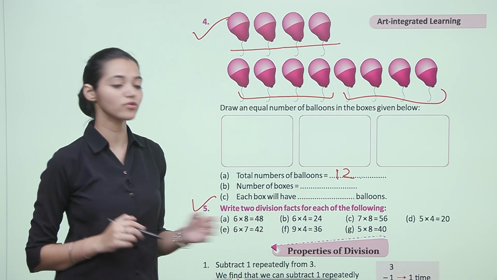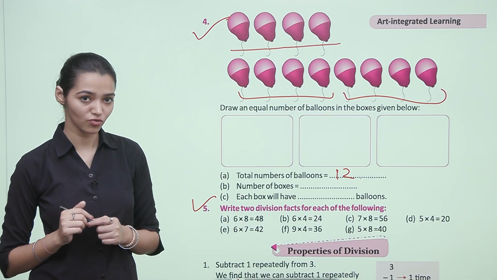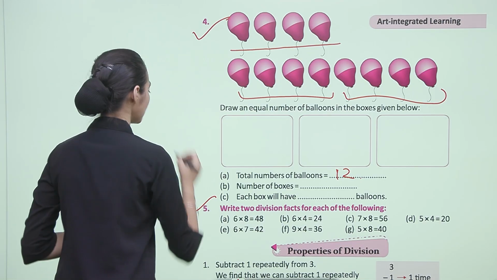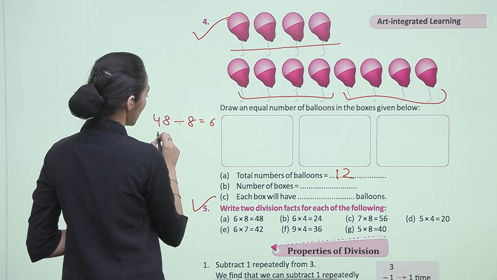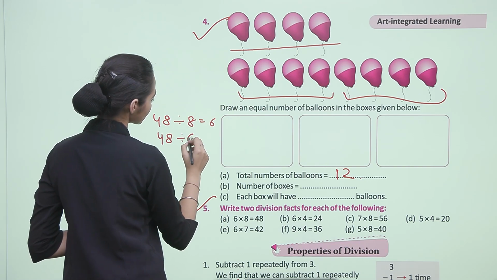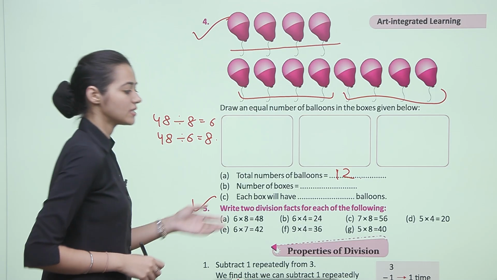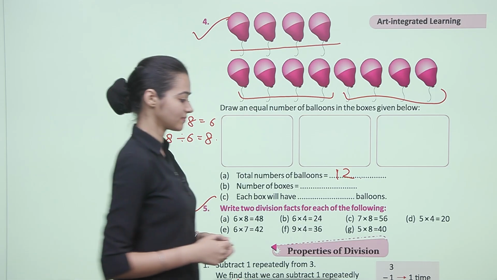Now in the next one, we have to write two division facts for each of the following. 6 8s are 48, that means 48 divided by 8 is equal to 6 and 48 divided by 6 is equal to 8. That's how you can complete the remaining parts.